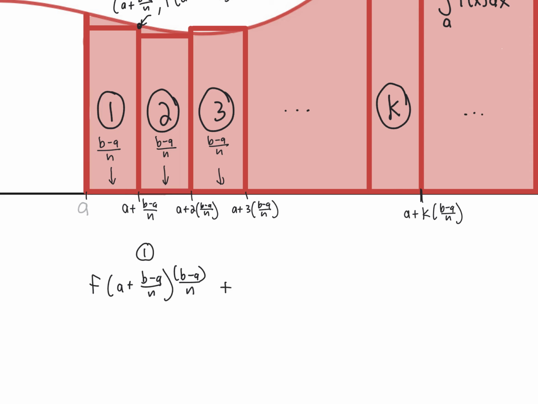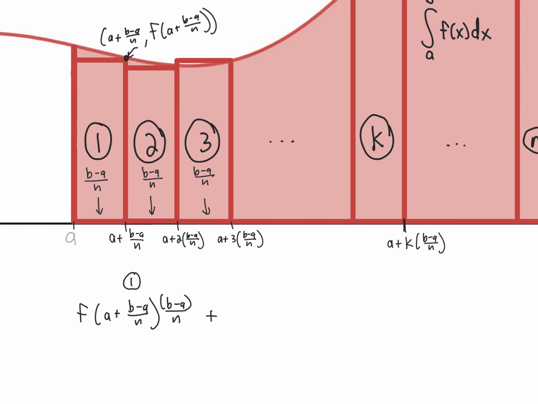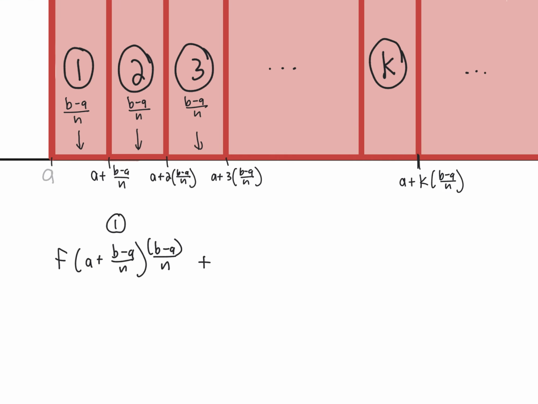Okay, let's add it to the area of the next rectangle. So the height of this next rectangle is going to be whatever the function is at this x value. The next x value is a + 2(b - a)/n, so we'll plug that into the function to get the height. And then the width is still just (b - a)/n, so that won't change. So now we'll do f(a + 2(b - a)/n), and then times that again by (b - a)/n.